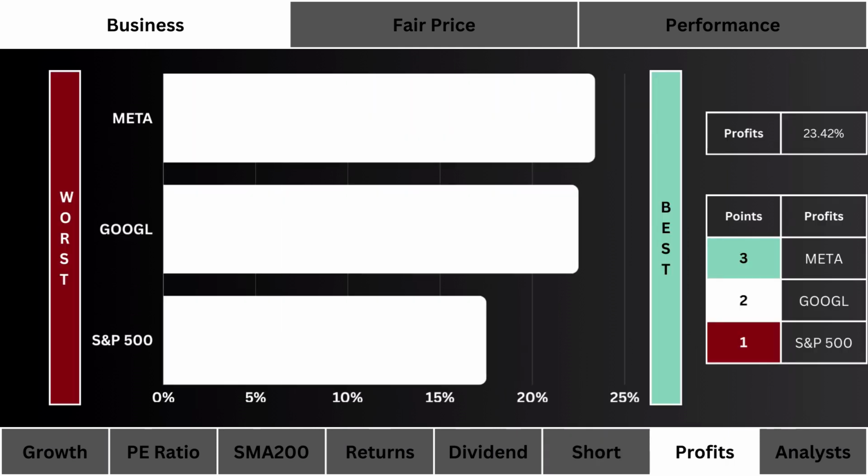Let's look at profit margins. Which stock generates the most profit from its business? This metric tells us the company has a business that can generate a lot of cash, which can be reinvested or paid out to shareholders.